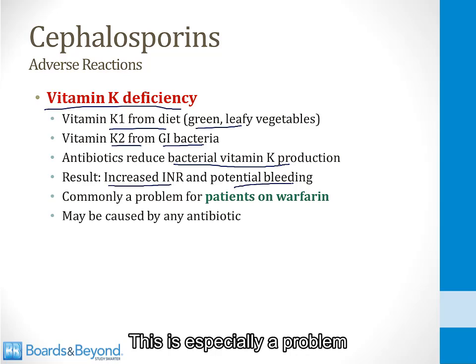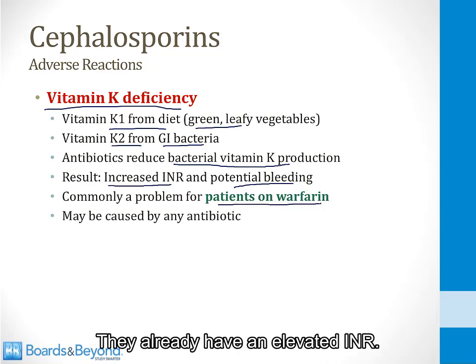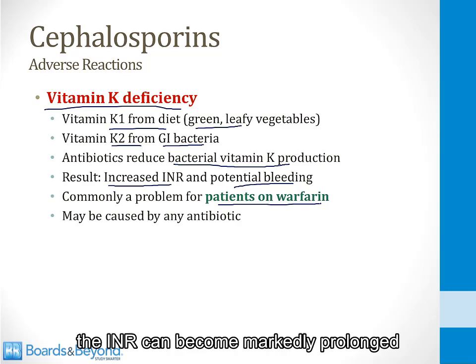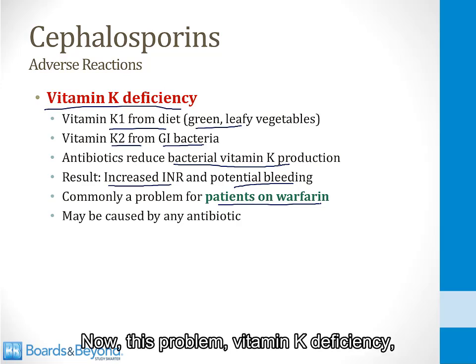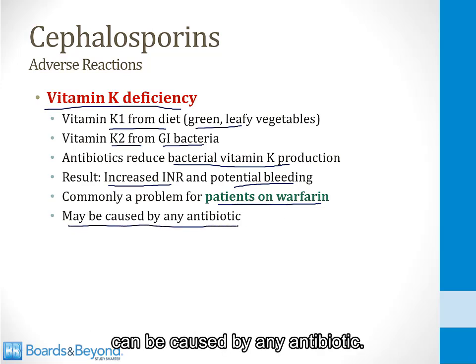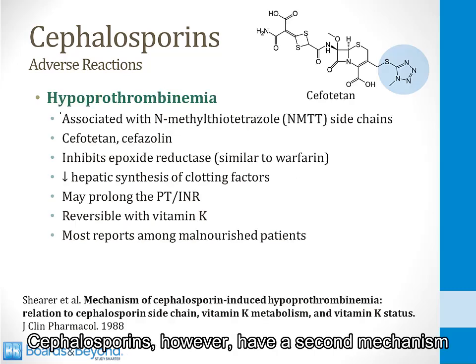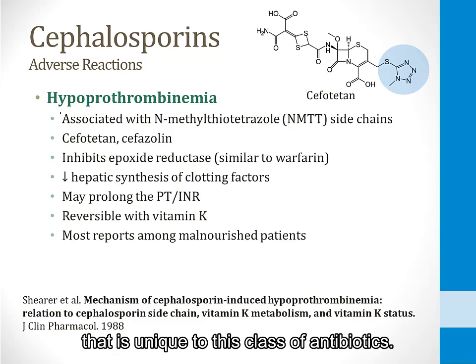This is especially a problem for patients who are taking warfarin. They already have an elevated INR, and if you deplete their GI bacteria and their GI source of vitamin K, the INR can become markedly prolonged and bleeding can develop. Now this problem, vitamin K deficiency, can be caused by any antibiotic. Cephalosporins are not unique. You can also see this occur with any other class of antibiotics. Cephalosporins, however, have a second mechanism by which they can cause bleeding that is unique to this class of antibiotics.